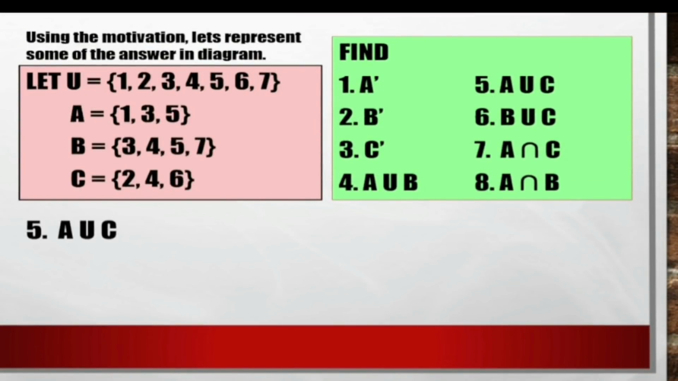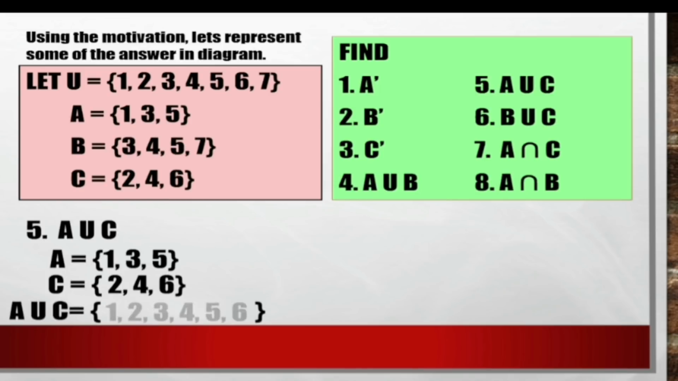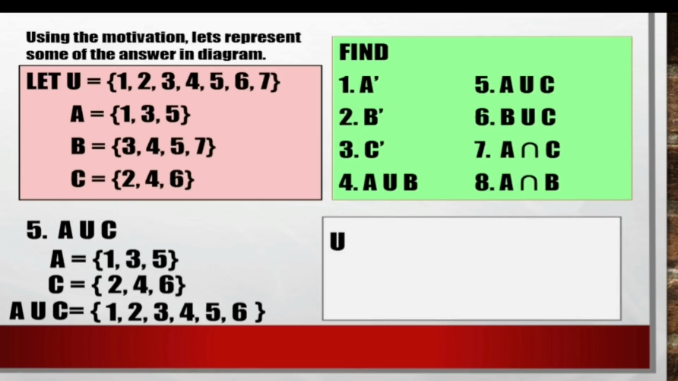Now let's proceed with number 5, A union C. We have A, which contains the elements 1, 3, 5, and C, which contains the elements 2, 4, 6. So if we're going to get A union C, the answer here is 1, 2, 3, 4, 5, and 6. Now, if we will place it in a Venn diagram, we have the universal set and set A and set C. Notice that these two sets have no common element, so that's why they are separated.